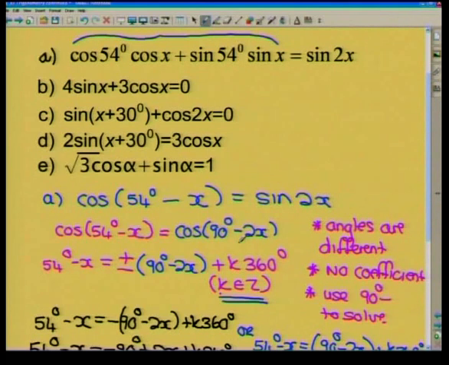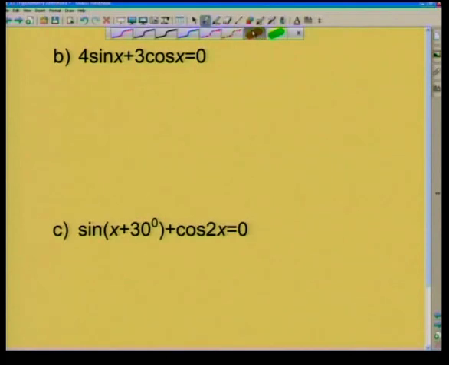The next one says 4 sine x plus 3 cos x equals 0. So let's go down the page. Right, now let's work on to B, and let's have a look at the personality of this particular question and how we will handle it. So let's have a look at it. Let's get a highlighter and let's look. What is the first thing I did in the previous one?